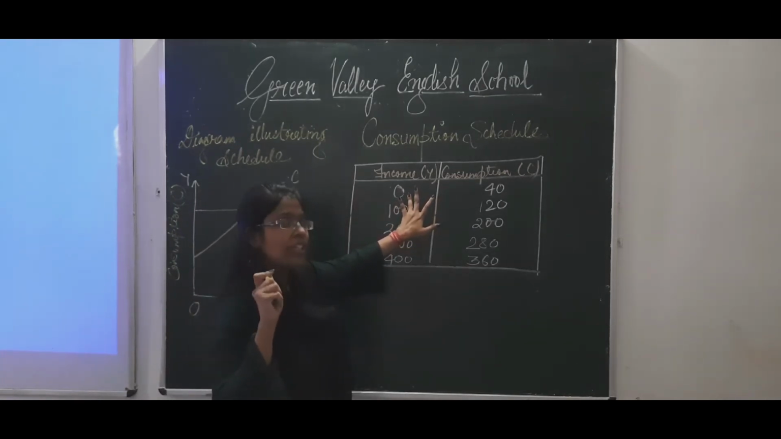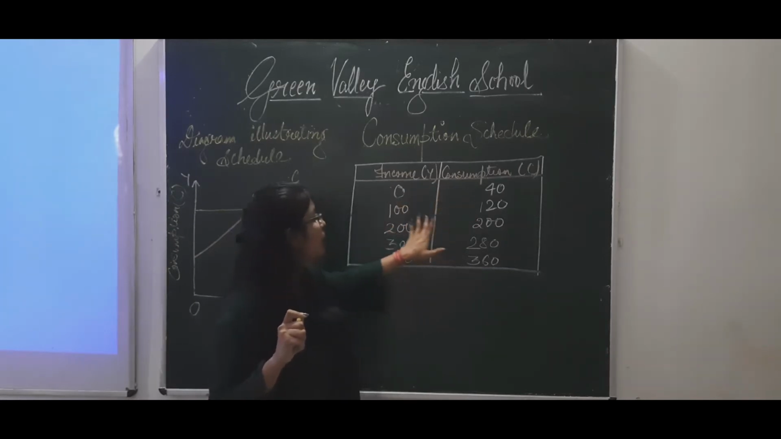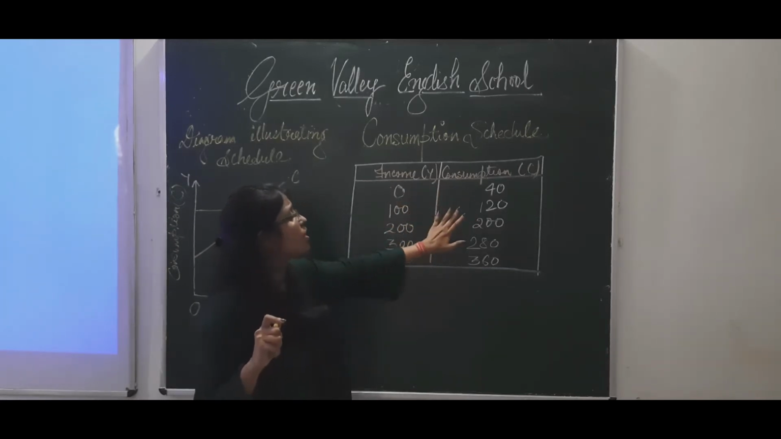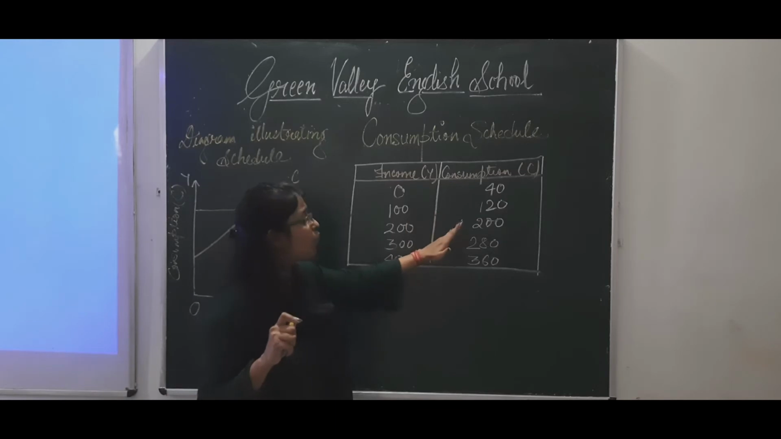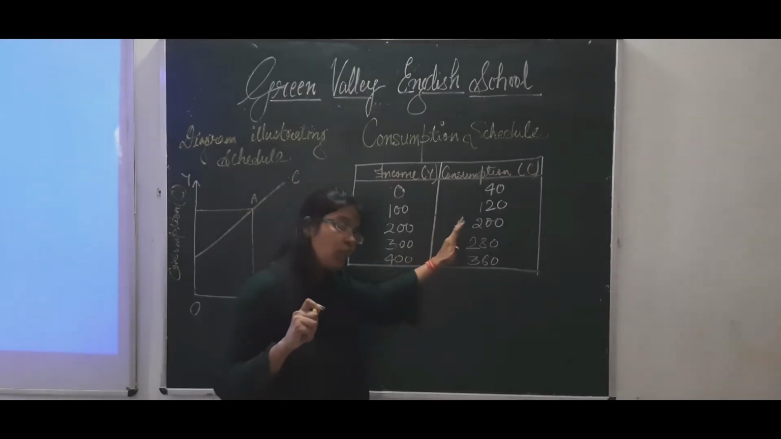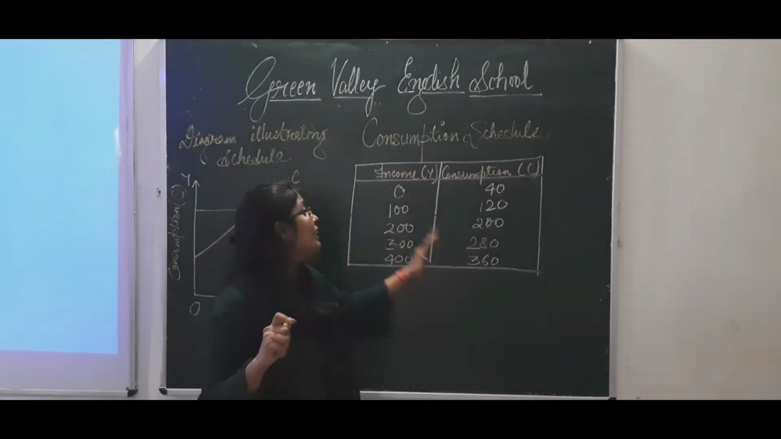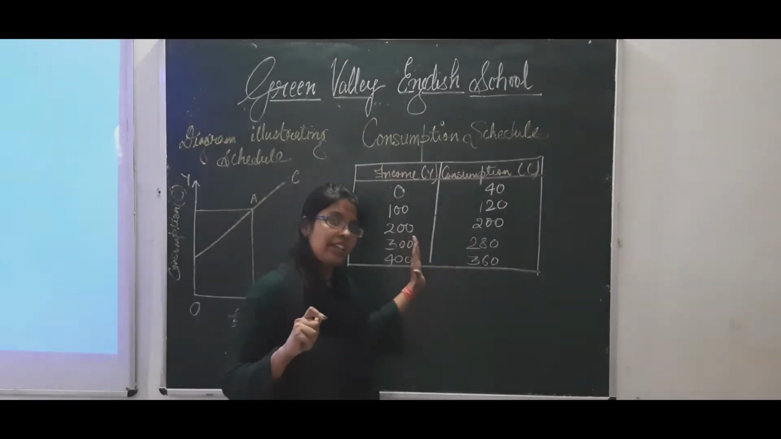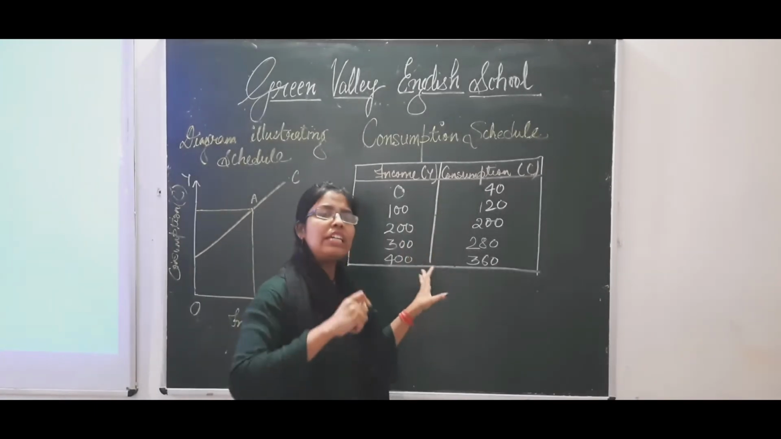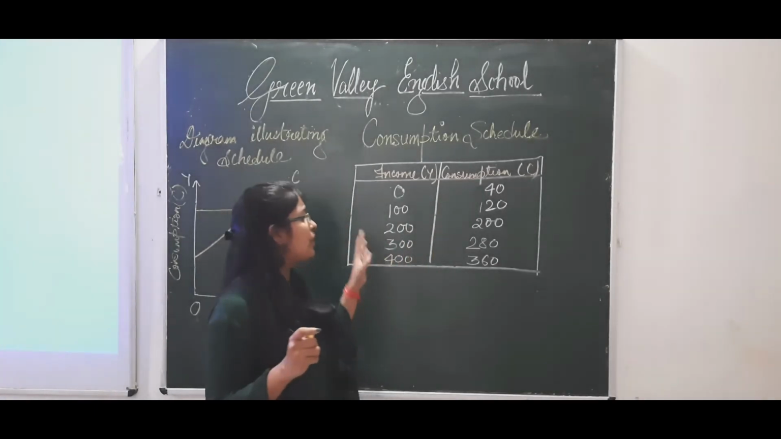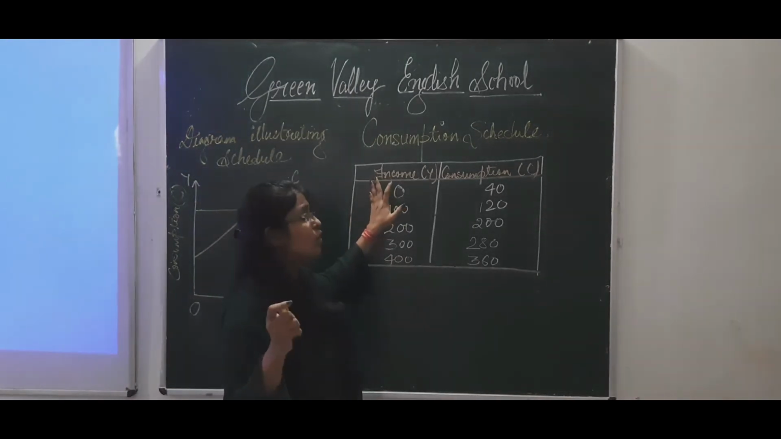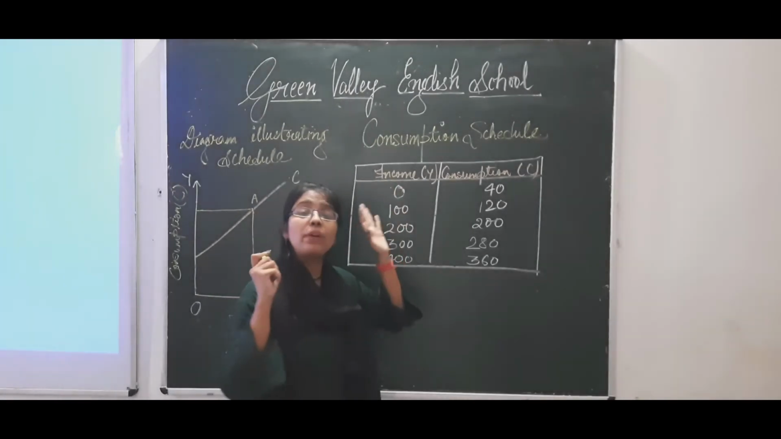So basically, you have seen that at one point there is no income, still consumption is there. At another point, consumption is more than income. At one point, consumption and income are equal, and at another point, consumption is less than income. This aspect we will be studying in APC and MPC. There are different types of consumption. The consumption function is also known as propensity to consume.